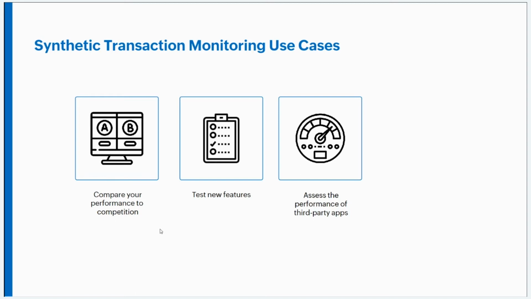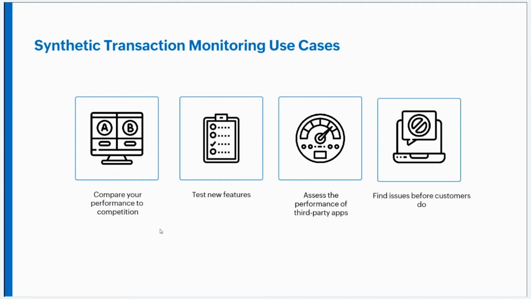Synthetic transaction monitoring can greatly assist in helping to monitor your third party applications while also alerting you to potential or real performance degradations and downtime impacts. This helps tremendously in providing line of sight on your service level agreements in order to hold the third party vendors accountable. Finding issues before customers.